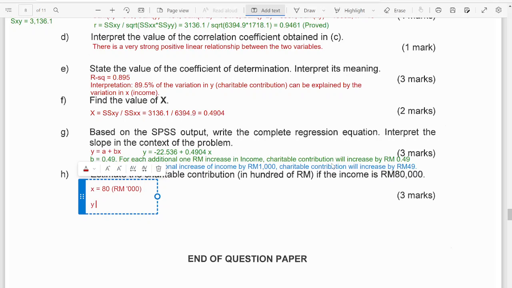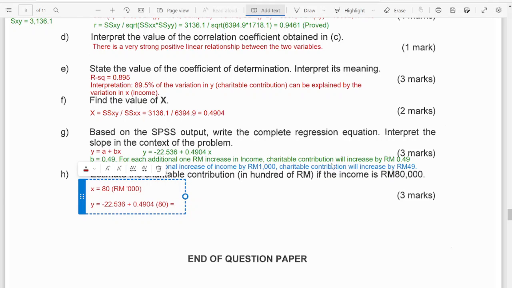So Y is equal to negative 22.536 plus 0.4904. Saya ambil yang tepat. Okay, boleh je guna ambil yang tepat. So 0.4904 multiply with 80. Right?